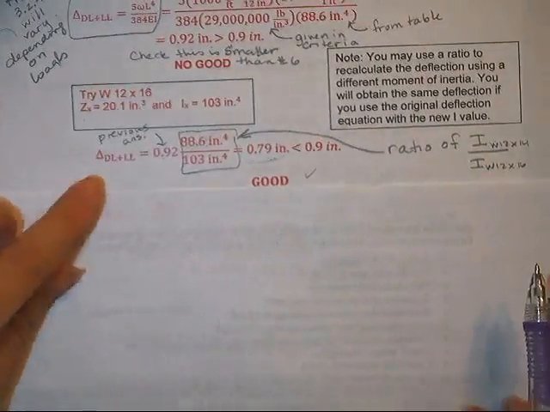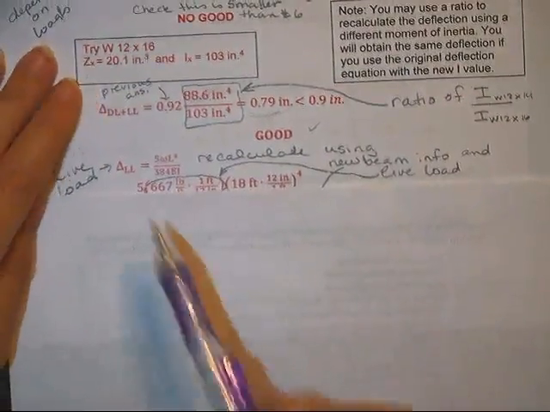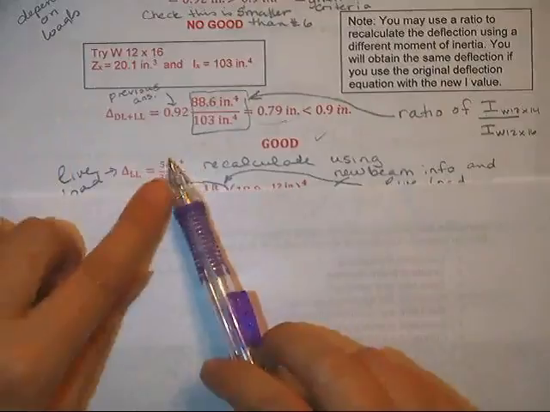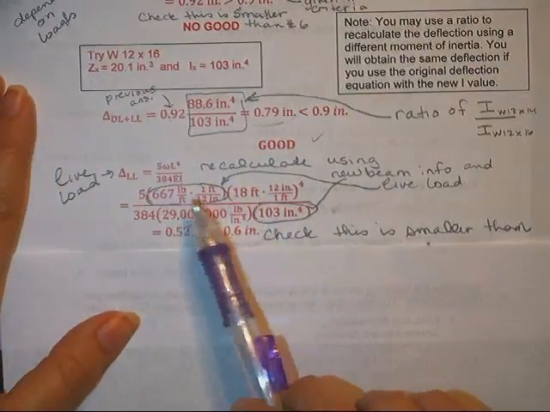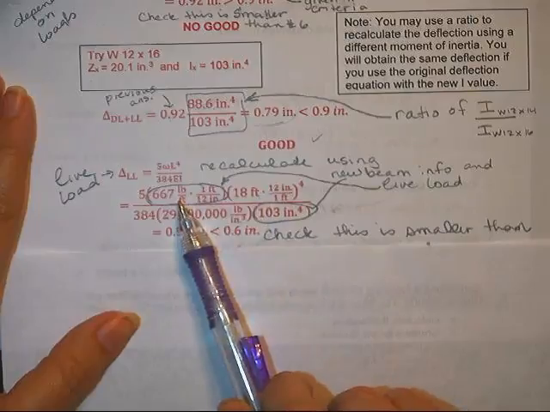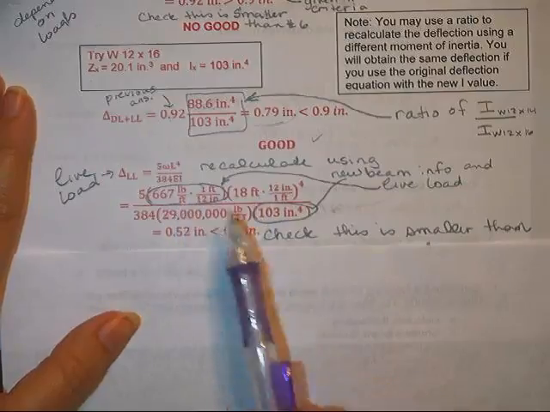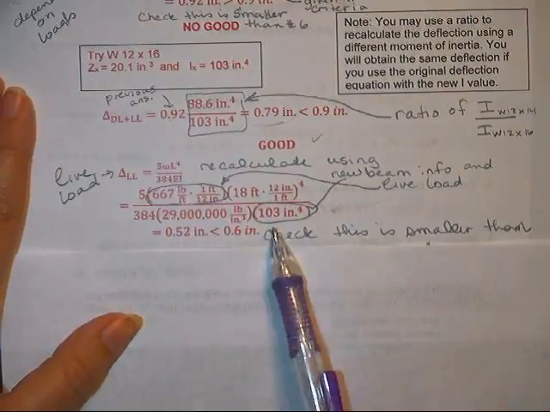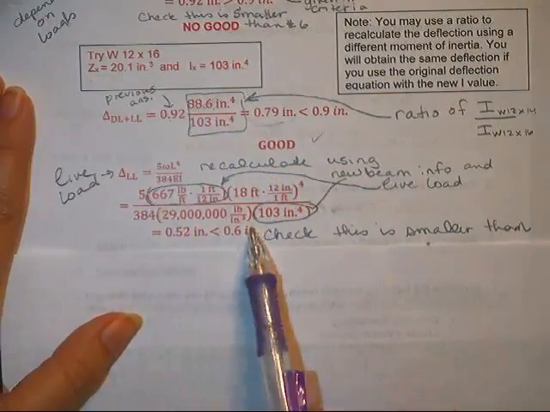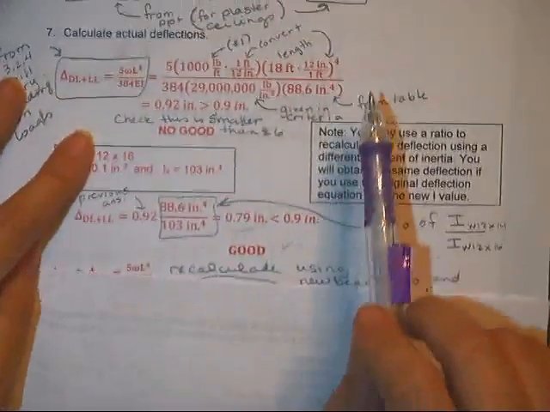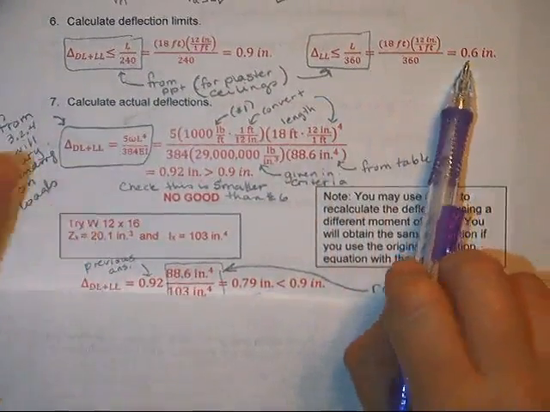I also want to check my live load. Same formula. It's basically the exact same calculation. I've just put my live load in here from part 1. And I've put in my new beam information that we got right there. Check, it is smaller than my allowable that I got right there. So it's good.